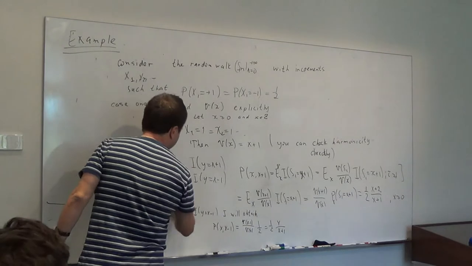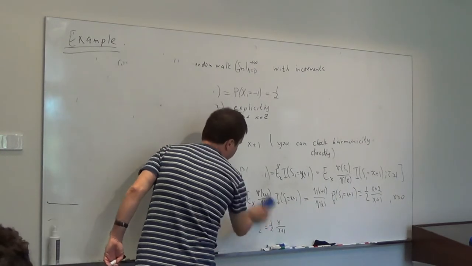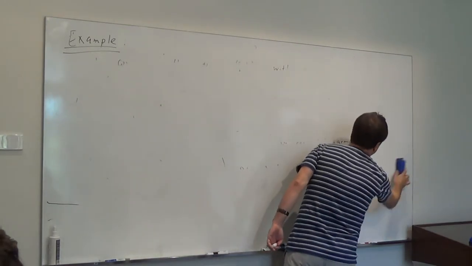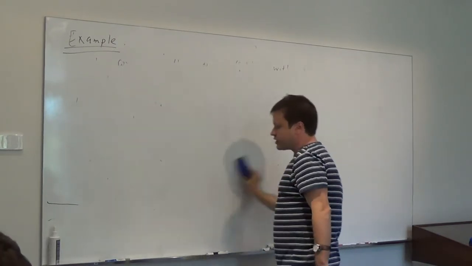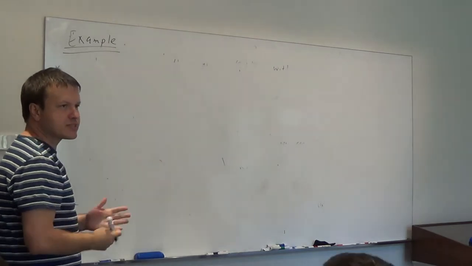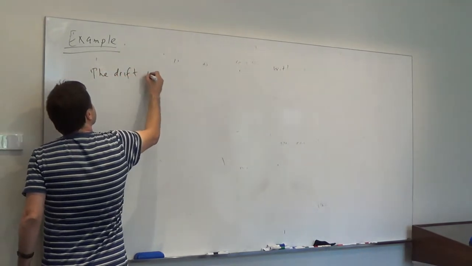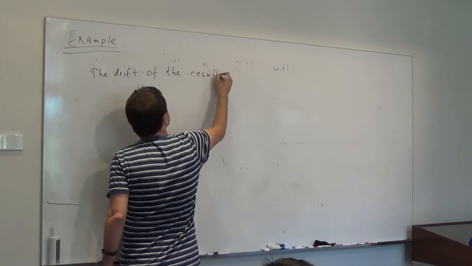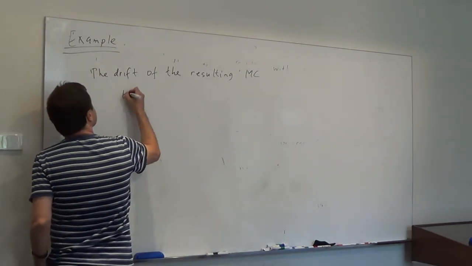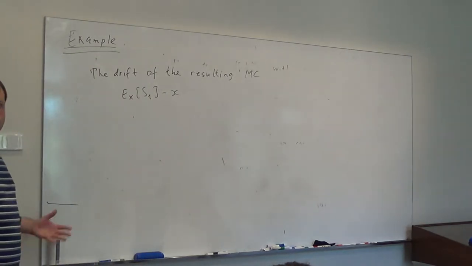Now, I want to make several connections. The first one is this one. In this example, we have obtained a Markov chain, and the drift of this resulting Markov chain is not difficult to compute. It can be found as follows: the expectation of S1 minus x, so you can just compute it.